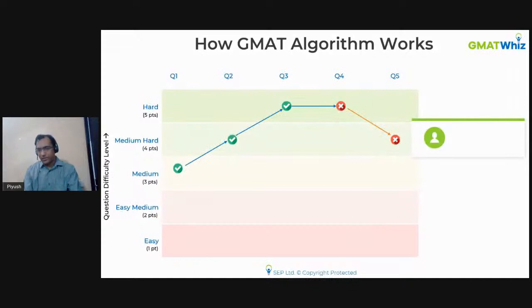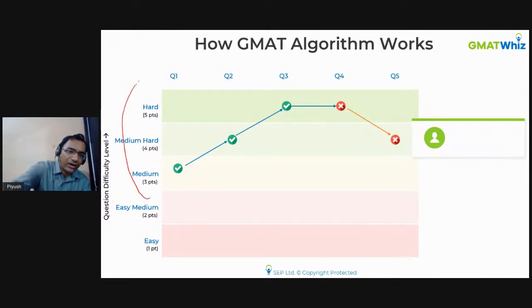Now can you guys calculate the score of the student based on the questions that he got right? On the y-axis, I have written the approximate points. These are hypothetical numbers that I have given to help you understand the algorithm. These numbers are not revealed by GMAT at all. Can you tell me what is the score of this student on these 5 questions? Simple math, guys. I just want to make sure all of you are understanding this really well. What is the score of this student? I'm not talking about 600, 650. Look at the scores.